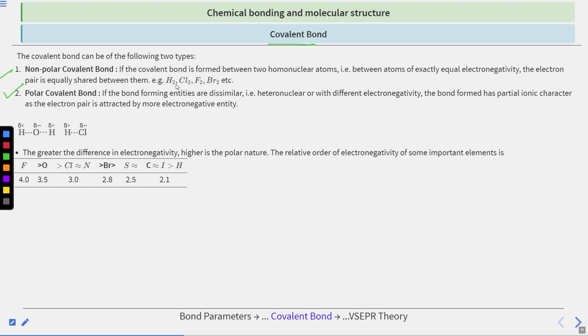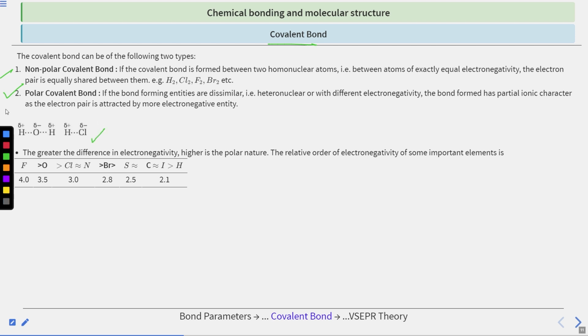So the covalent bond that forms will be non-polar. Polar covalent bond: the bond formed between entities that are dissimilar, that is heteronuclear, with different electronegativity, and the difference in electronegativity makes the bond a polar covalent bond. So the bond formed has partial ionic character, as the electron pair is attracted by the more electronegative entity, right? That's why it is called a polar covalent bond.